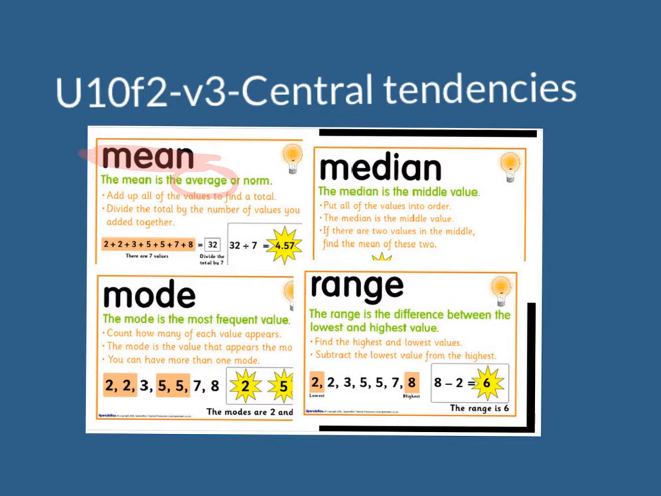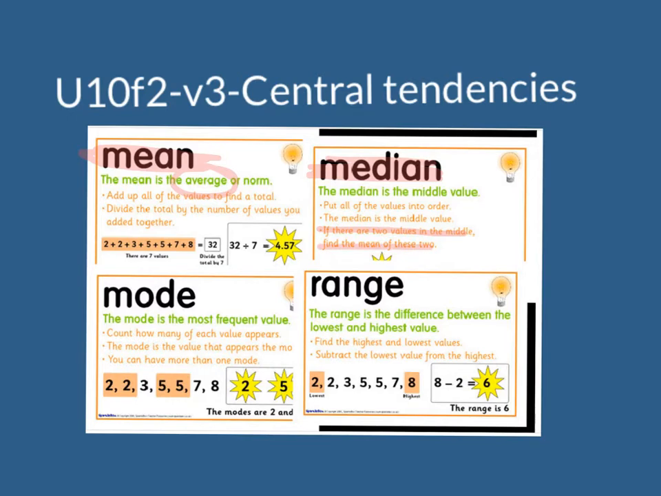The median is the middle number. So think of a median in the road. You have to line them all up in order, and you pick the middle value. On this one, don't forget, if there are two middle values, you find the mean of the two middle values.